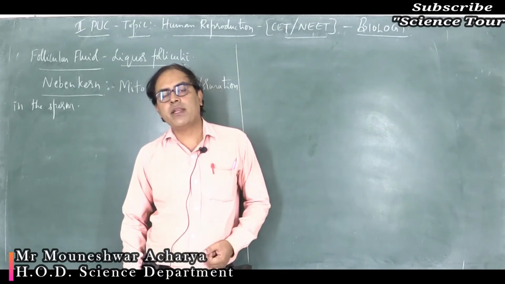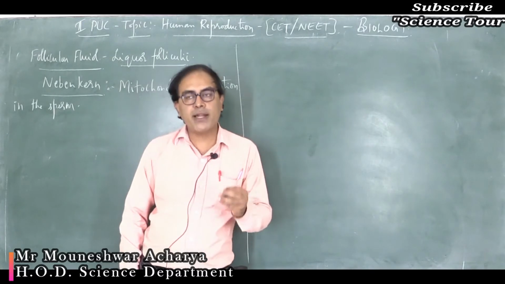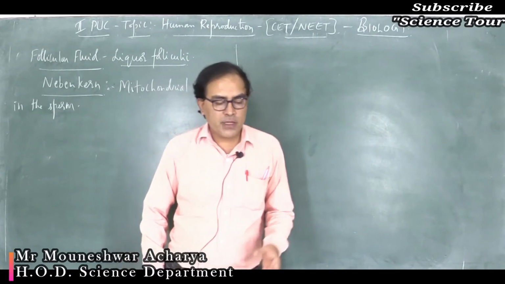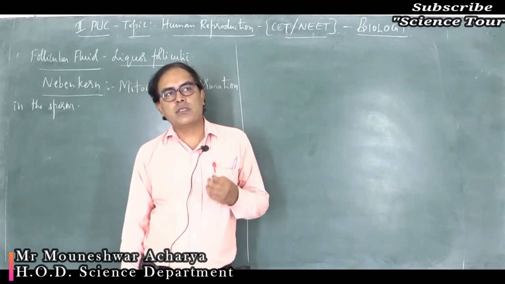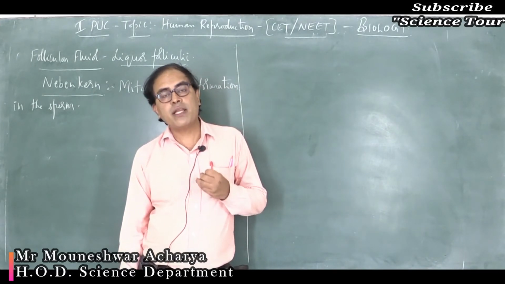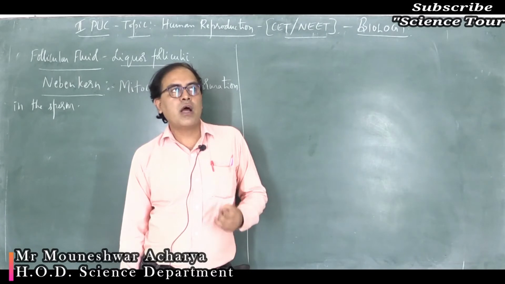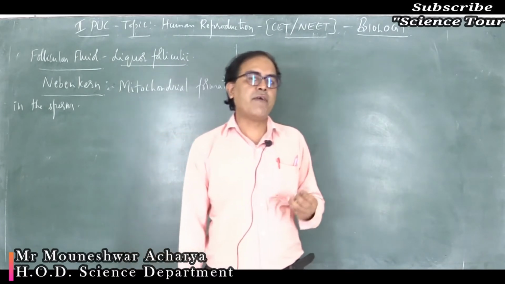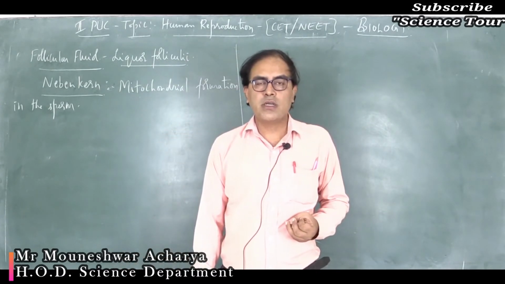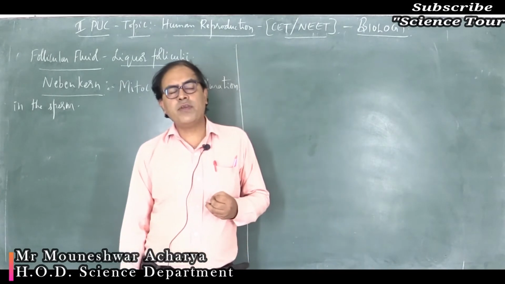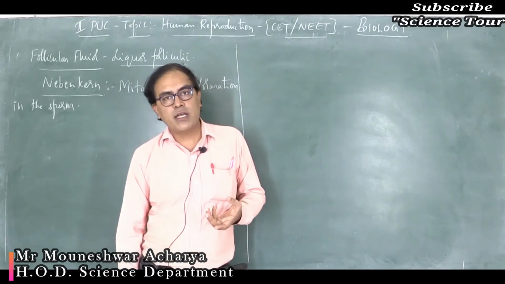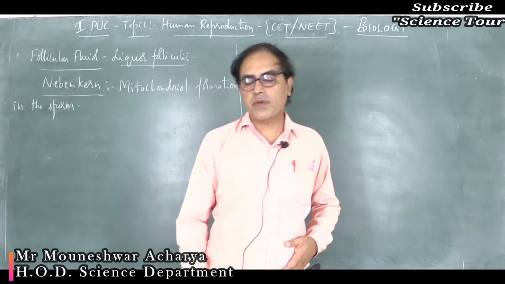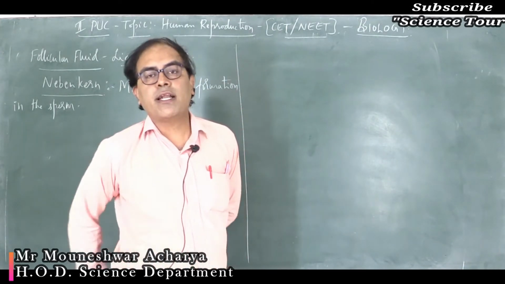That is not a temporary endocrine gland, it is a permanent endocrine gland. See the option 3, corpus luteum. Yes, corpus luteum is a temporary endocrine gland. After the rupture of Graafian follicles, the Graafian follicles will change into a structure that is called the corpus luteum, which is a temporary endocrine gland.